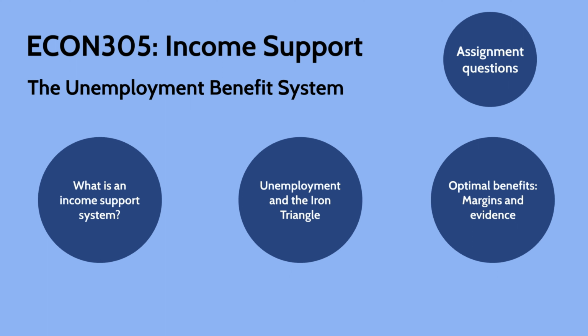Now, when we look at this type of issue, we're going to go through three key areas. We're going to define what a general income support system is. We're then going to focus on the unemployment benefit system itself, and then we'll turn around and talk about this idea of optimal benefits. That's where we start using our economic frameworks to define what the benefit level should be and how it should be structured, and we will go more into that in our second section as well. So let's get this underway.